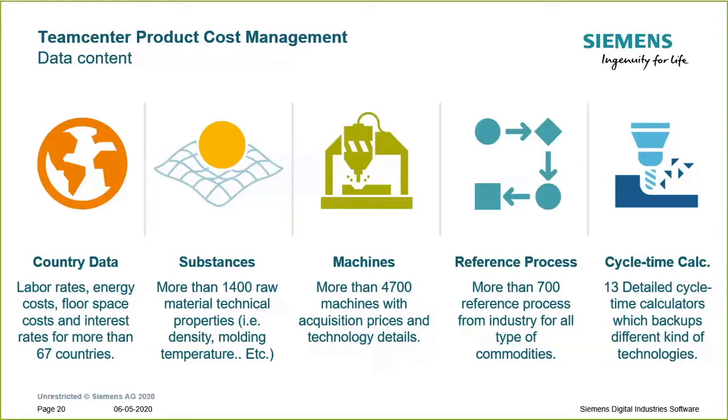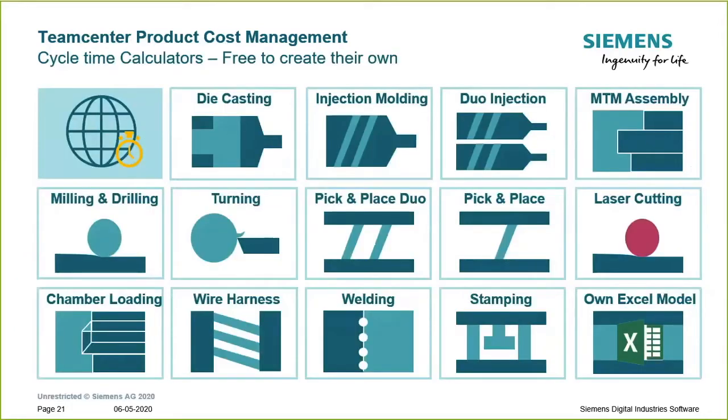And then we have more than 700 reference processes. These reference processes, some of you call it cost models, were born traditionally from the auto industry, and are well taken for all types of commodities. And last but not least, the cycle time calculators, for all these different kinds of technologies. Users are also able to create their own cycle time calculators. Here we have these cycle time calculators out of the box. Of course, you can integrate, most importantly, your own cycle time calculators.